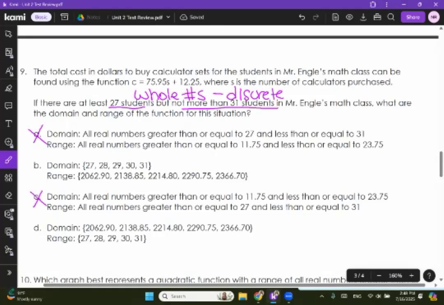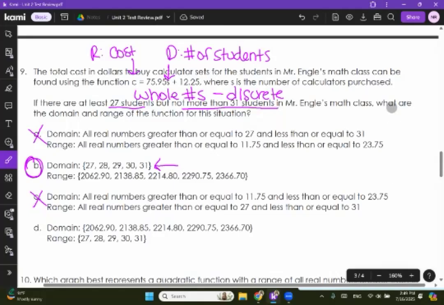But this is where you would put your x. This is where you would put your y. Your y is your cost, meaning that's going to be your range. Your x is your students. So the domain is the amount of students, number of students. And only one of these makes sense, which is B. This is the number of students. These obviously represent costs on D.